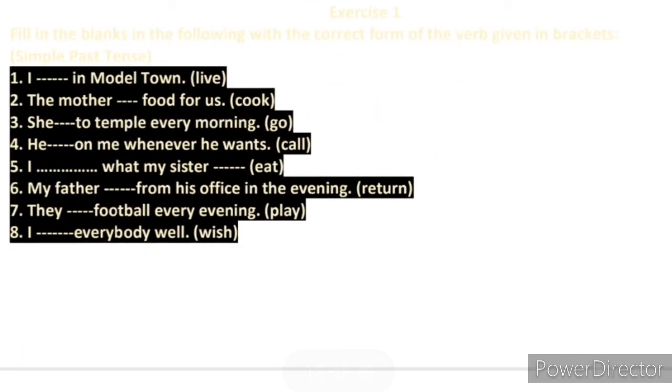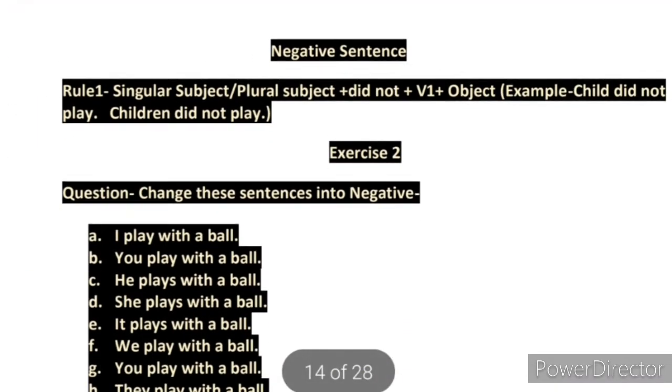So here are some examples given. I dash in Model Town. So I lived. Verb second form live, lived. The mother cook. Answer will be the mother cooked. Rest will be the same. She go. Answer will be she went to temple. Rest will be the same. Next, he call. Answer will be he called on me. Rest will be the same. Now, negative sentence.